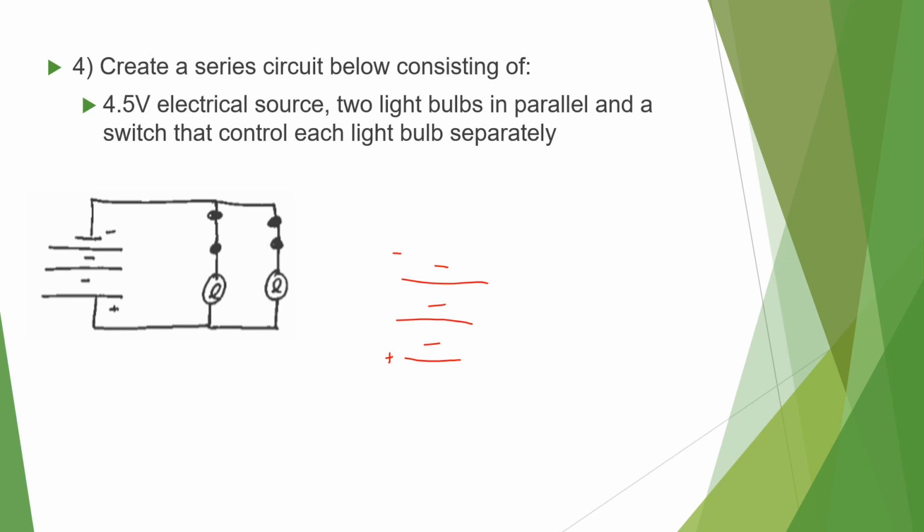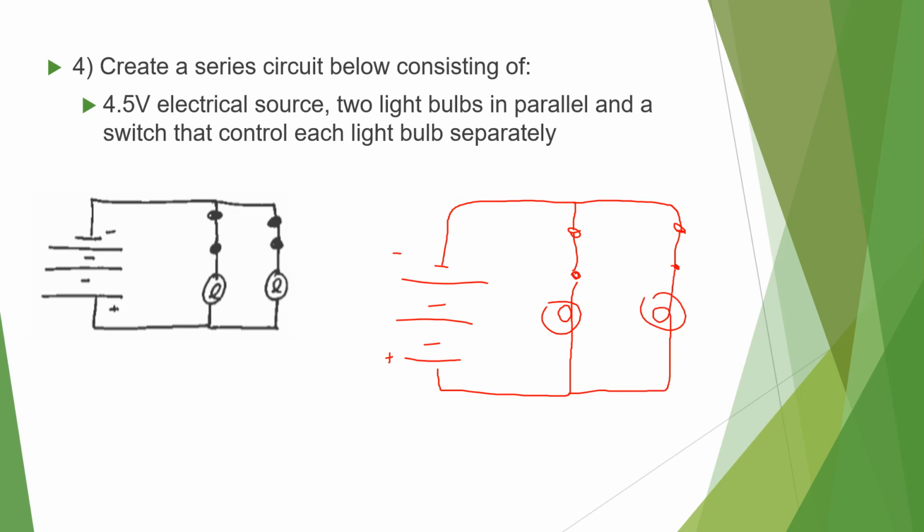Now we want 2 light bulbs in parallel, but each has their own switch. It doesn't specify if it's open or closed here, so we're just going to do closed, then our light bulb for our first path. Then we have another switch to control another light bulb in a second path because it's parallel. Parallel means more than one path to follow.